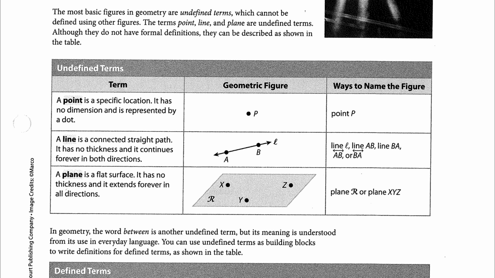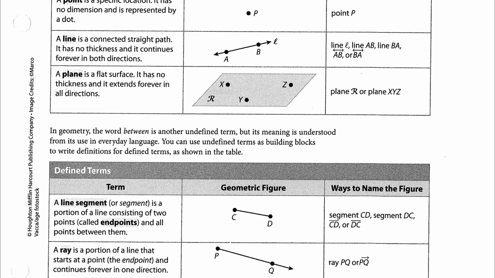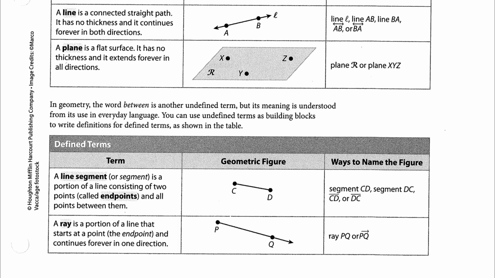In geometry, the word between is another undefined term, but its meaning is understood from its use in everyday language. You can use undefined terms as building blocks to write definitions for defined terms, as shown in the table. A line segment is a portion of a line consisting of 2 points and all points between them. The reason this is called a defined term is because it's based on the undefined term of a point and the undefined term of a line. So it's built off of pre-existing terms.